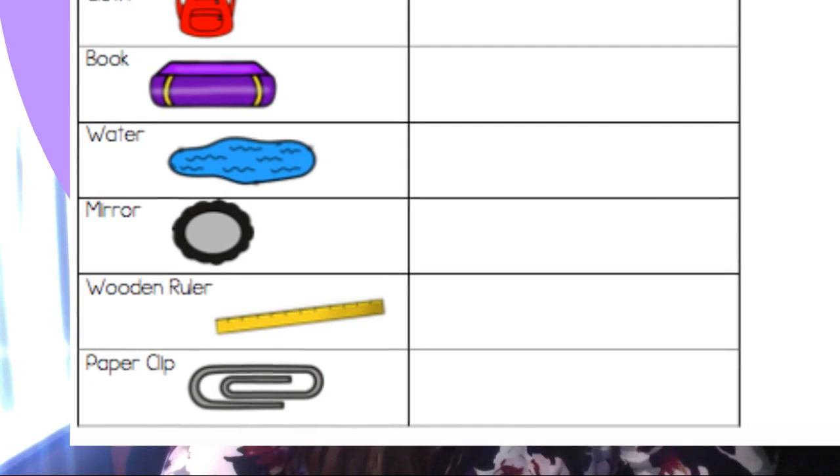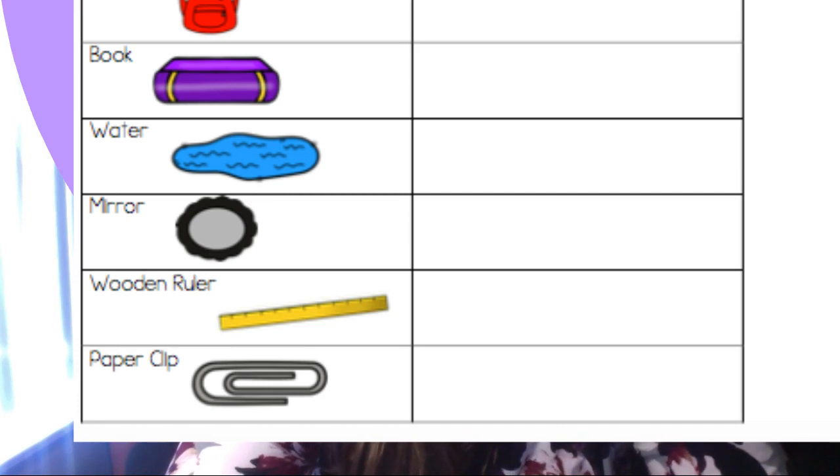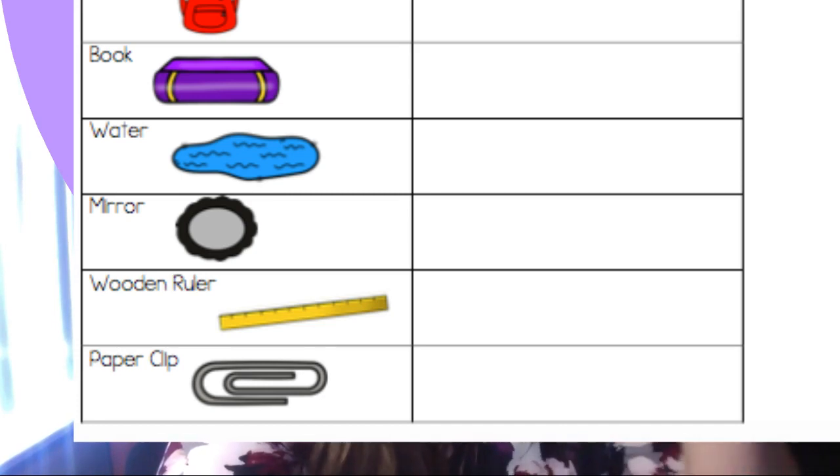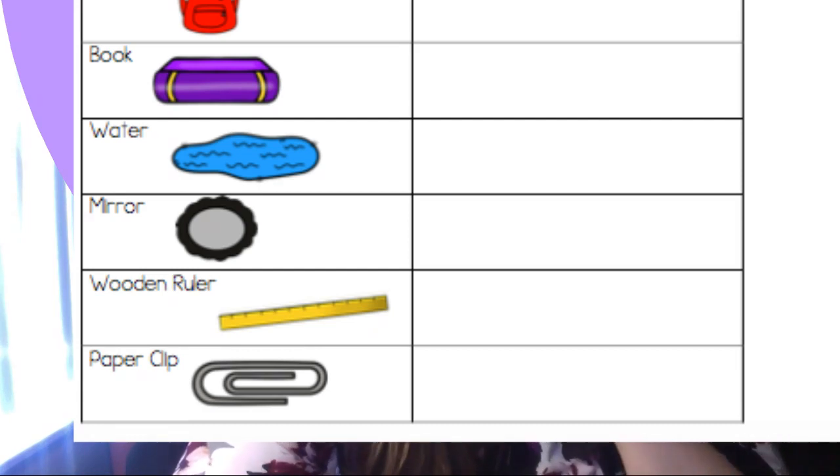A mirror is actually a conductor. The reason mirrors are conductors is because they often have a tiny piece of metal, which gives them that reflectiveness. A wooden ruler, we said plastic, wood, no energy. So wood is not a conductor. It's an insulator. A paper clip is mostly made of metal, like wire. So this is a conductor.